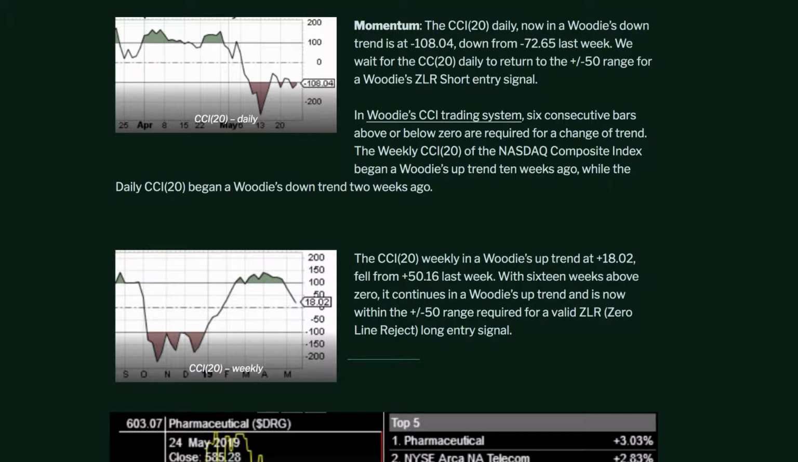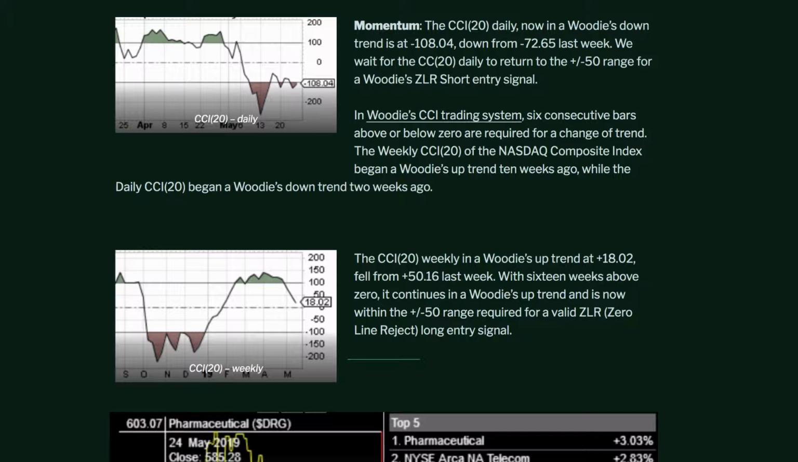Momentum. The CCI 20 daily, now in a Woody's downtrend, is at negative 108.04, down from negative 72.65 last week. We wait for the CCI 20 daily to return to the plus or minus 50 range for a Woody's zero line reject short entry signal. In Woody's CCI trading system, 6 consecutive bars above or below zero are required for a change of trend. The weekly CCI 20 of the Nasdaq Composite Index began a Woody's uptrend 10 weeks ago, while the daily CCI 20 began a Woody's downtrend 2 weeks ago.